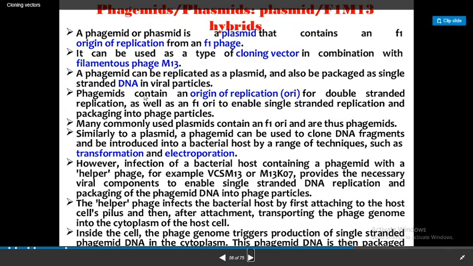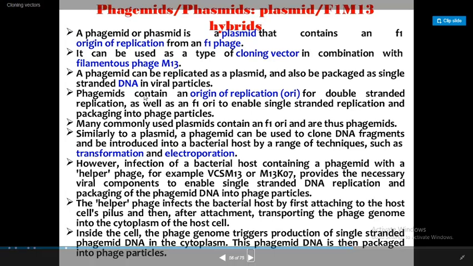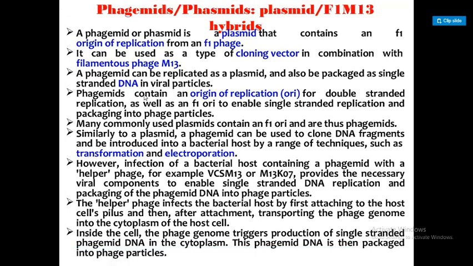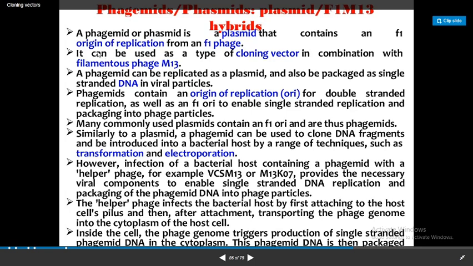Okay. The next term in your syllabus is phagemids, or we are calling them phasmids or plasmids, or F1 M13 hybrids. A phasmid contains, as we have already learned, ORI. This particular one is the origin of replication for F1 phage. It is called F1 ORI. So the phasmid is also circular, and it contains F1 ORI.